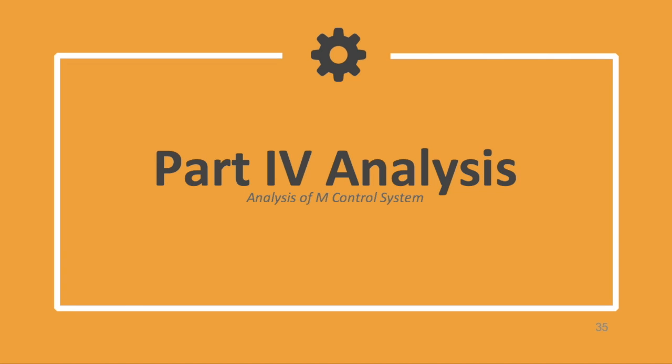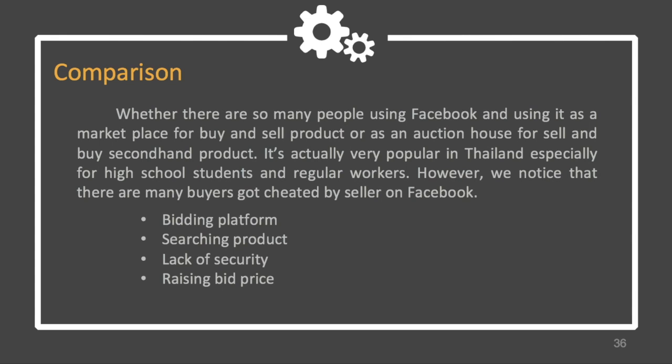Part 4, analysis of the M control system. I will talk about the comparison between the M control system and regular bidding on Facebook, and the strengths and weaknesses of the M control system. For the comparison, there are so many people using Facebook as a marketplace to buy and sell products, or as an auction house to sell and buy second-hand products, which is actually very popular in Thailand, especially for high school students and regular workers.